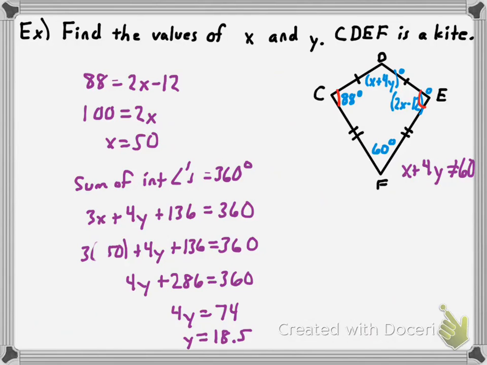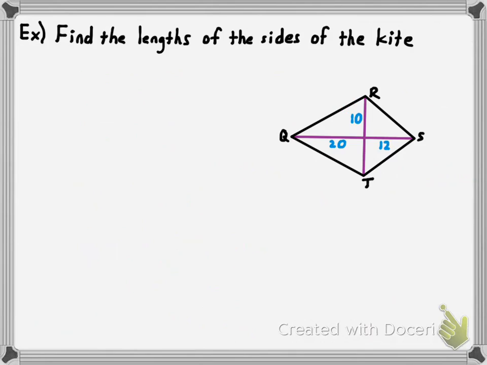Alright, so the one pair of opposite angles is congruent, and the sum of the interior angles of a kite, just like any quadrilateral, is 360 degrees. That's how we solve that problem. One more problem we're going to look at here. This time, we're going to find the lengths of the sides of a kite. Now, I've given you the lengths of the diagonals, essentially, and then we're going to try to find the length of QR, RS, ST, as well as QT.